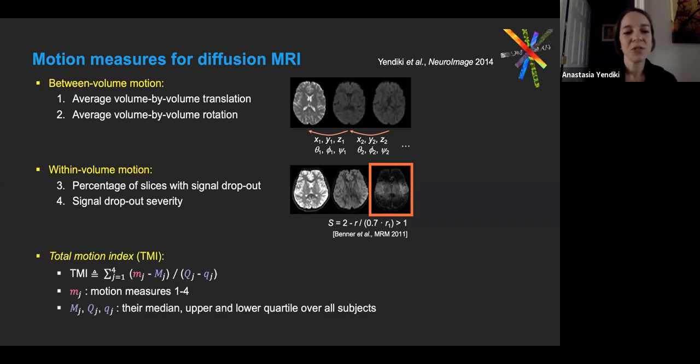And then we put them all together in what we call the total motion index, or TMI, where we took these measures 1 through 4, centered them by their mean, and then divided by the interquartile range. Because these measures all have different units, you can't just add them all up. So we use this as a composite measure of data quality.